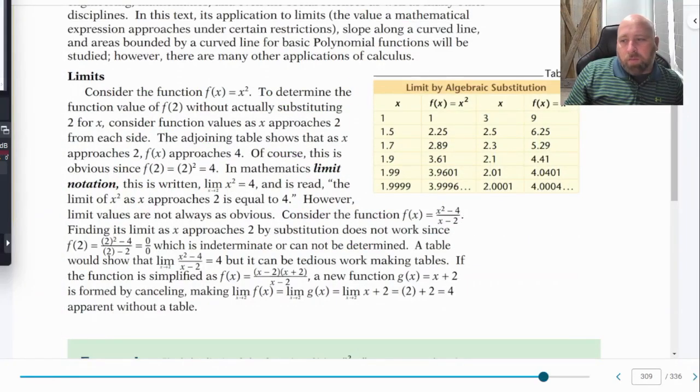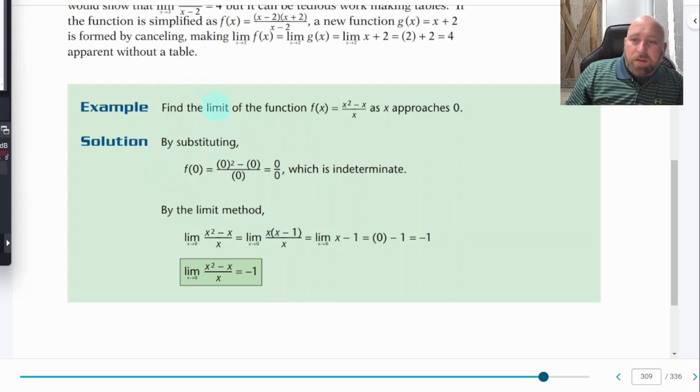So when you do that with your limit, you can build a chart. Now, this is a bad idea. You're not going to want to build a chart every time. They're just showing you how to build a chart to figure out your answer. They're showing you how to approach it from both sides. The better way to do it is to use this example down here.